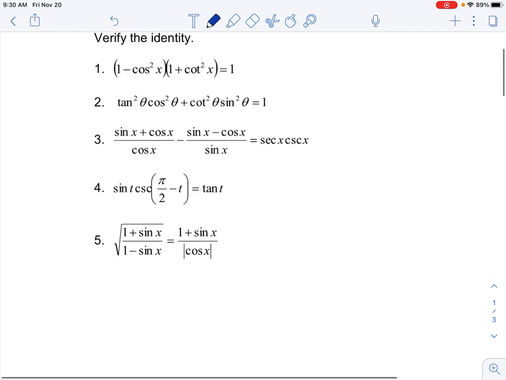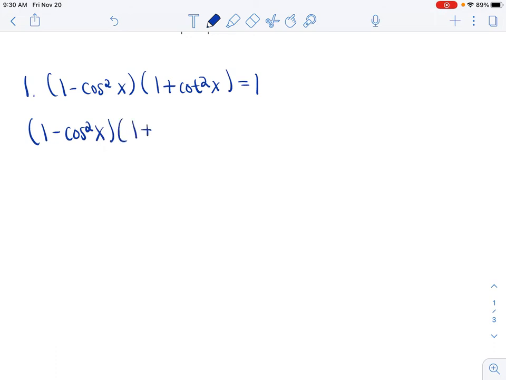Okay, so I'm going to start with 1. And 1 says 1 minus cosine squared x times 1 plus cotangent squared x equals 1. So honestly, when I first looked at this, I really wanted to FOIL it. And I did. And I saw it was getting worse and worse and worse. So I went back to the drawing board and I was like, wait a minute. I think actually 1 minus cosine squared x equals something. So I'm going to mess with the left side first because it's messier.